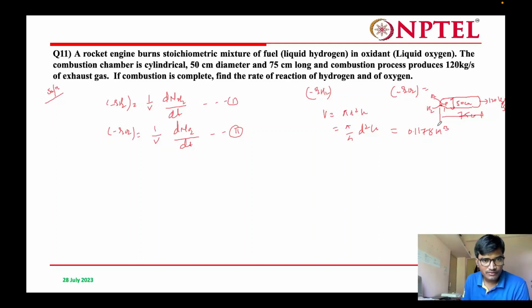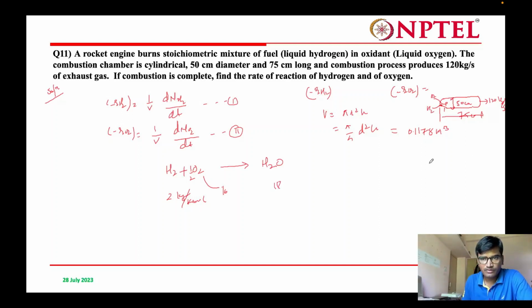Now the stoichiometric mixture is 2H2 plus O2 gives 2H2O. The molecular weight of hydrogen H2 is 2 kg per kilomole, O2 is 32, and H2O is 18 kg per kilomole.